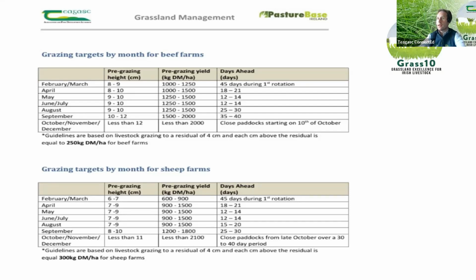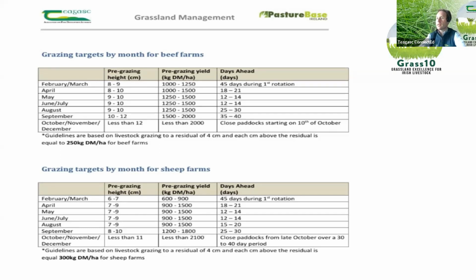Okay, then April. Obviously, probably similar enough, somewhere between 1,000 and 1,500, but you can see the days ahead are coming down. Somewhere between 18 and 21 days ahead.